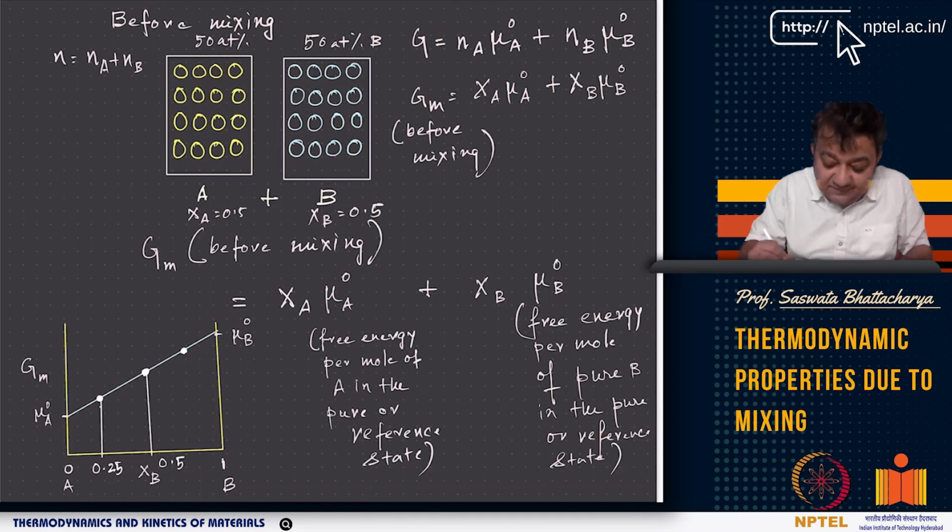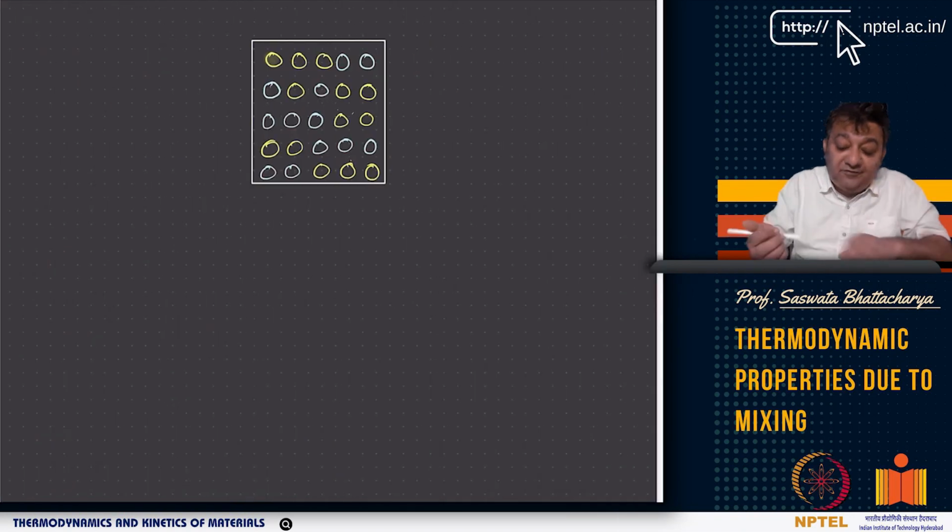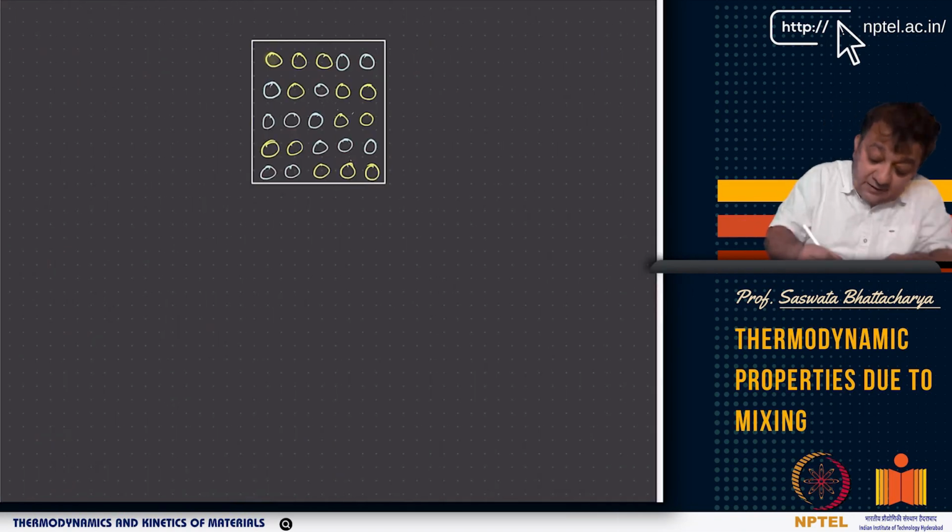So as a result, along this line that connects mu s0 and mu b0 is where the free energy of the mixture will lie. That is just before mixing. Now let us consider the scenario after mixing.